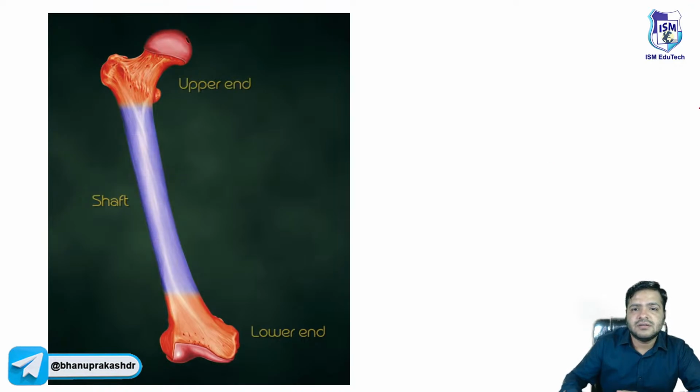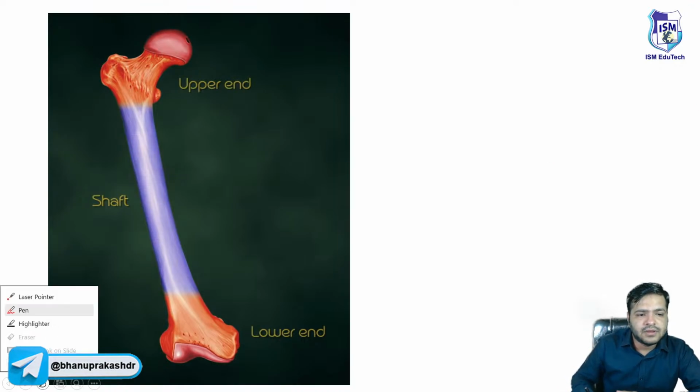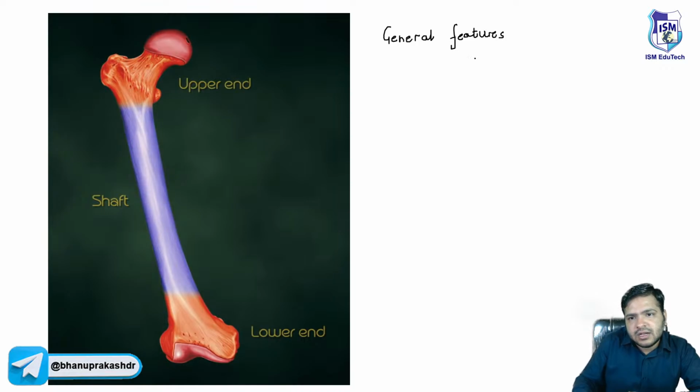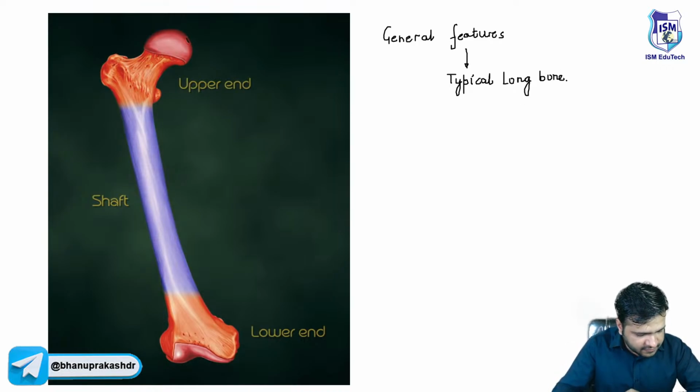The general features, beta. You are all aware. When I say general features, remember, beta, it is a typical long bone. A typical long bone means that it will fulfill all the criteria of a long bone.